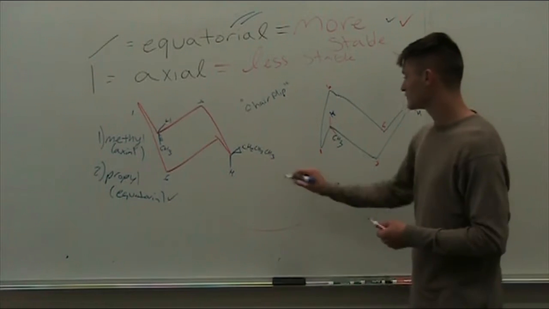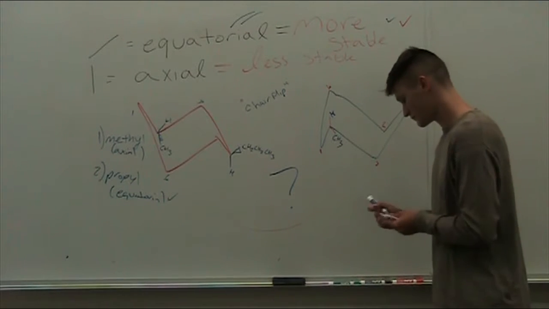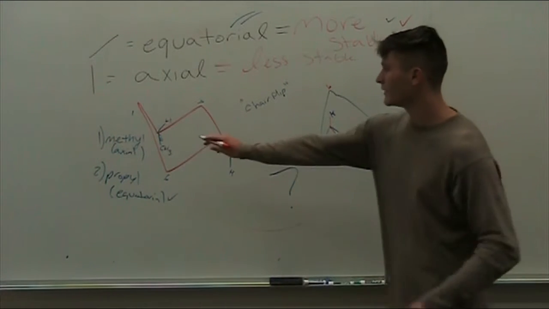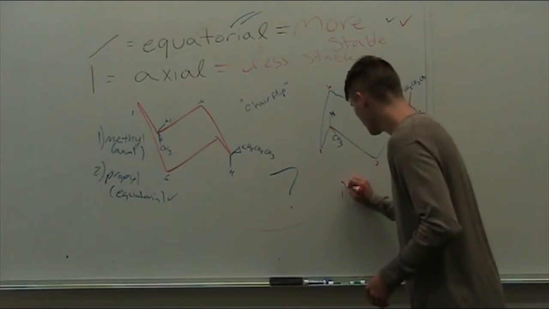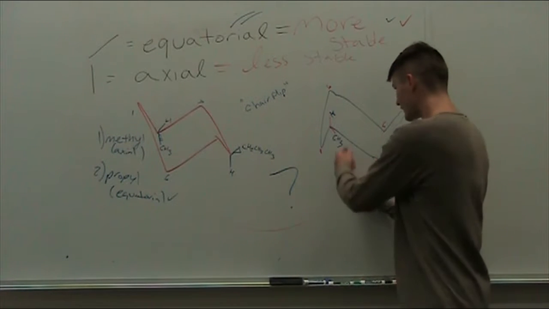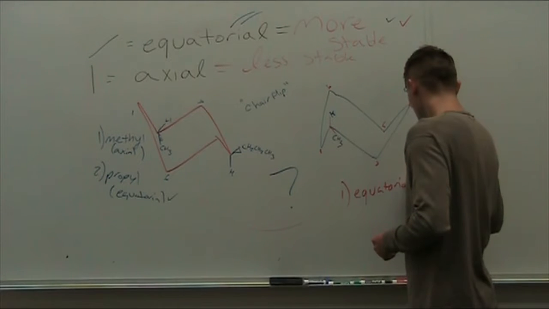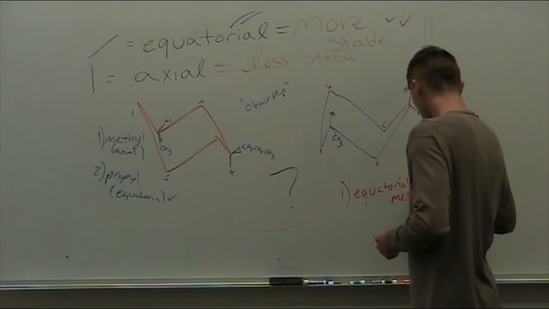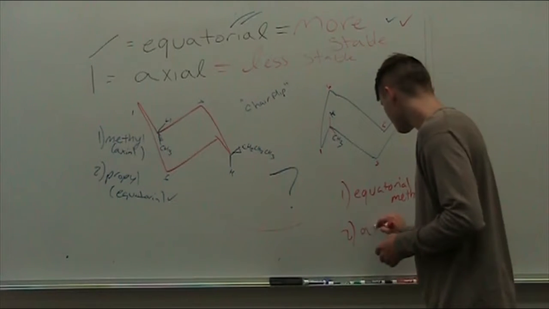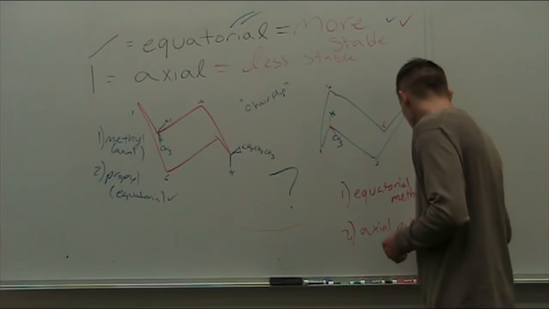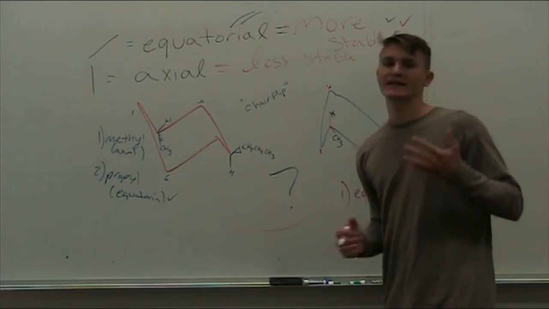Okay, so which one is more stable of the 2? And let's go ahead and write it out. So we have 1 methyl on the axial over here, and a propyl on the equatorial over there. Over here we have an equatorial methyl, and then we have an axial propyl. So tell me, what's the point of this and why are we doing it?